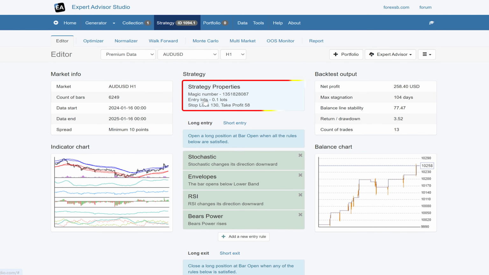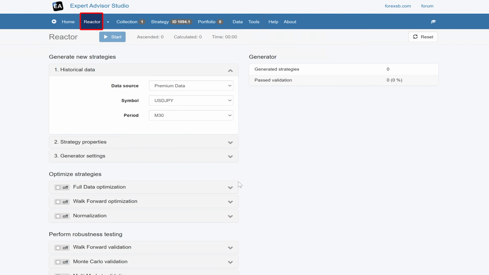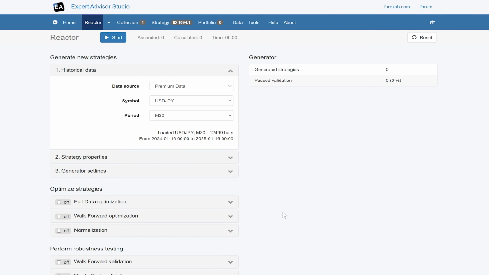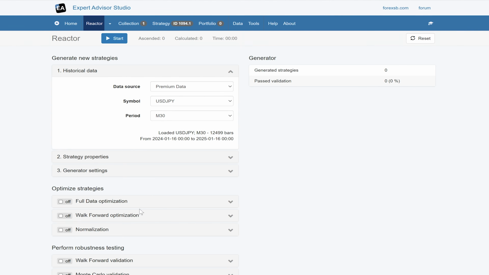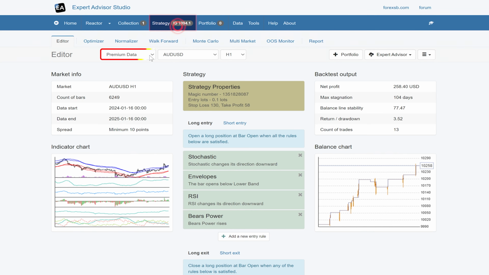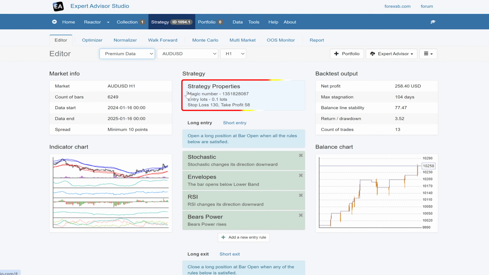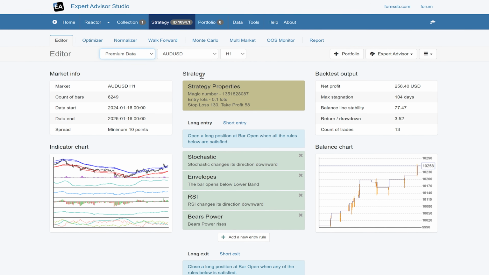Each of these has been developed using Expert Advisor Studio. I used the Reactor tool to find good strategies, and then I performed my own robustness testing, which includes Monte Carlo validation and testing on other markets, checking on other brokers' data. EA Studio allows you to change the data to make sure that the strategy isn't just fit to one particular data set. So these have all been through that.